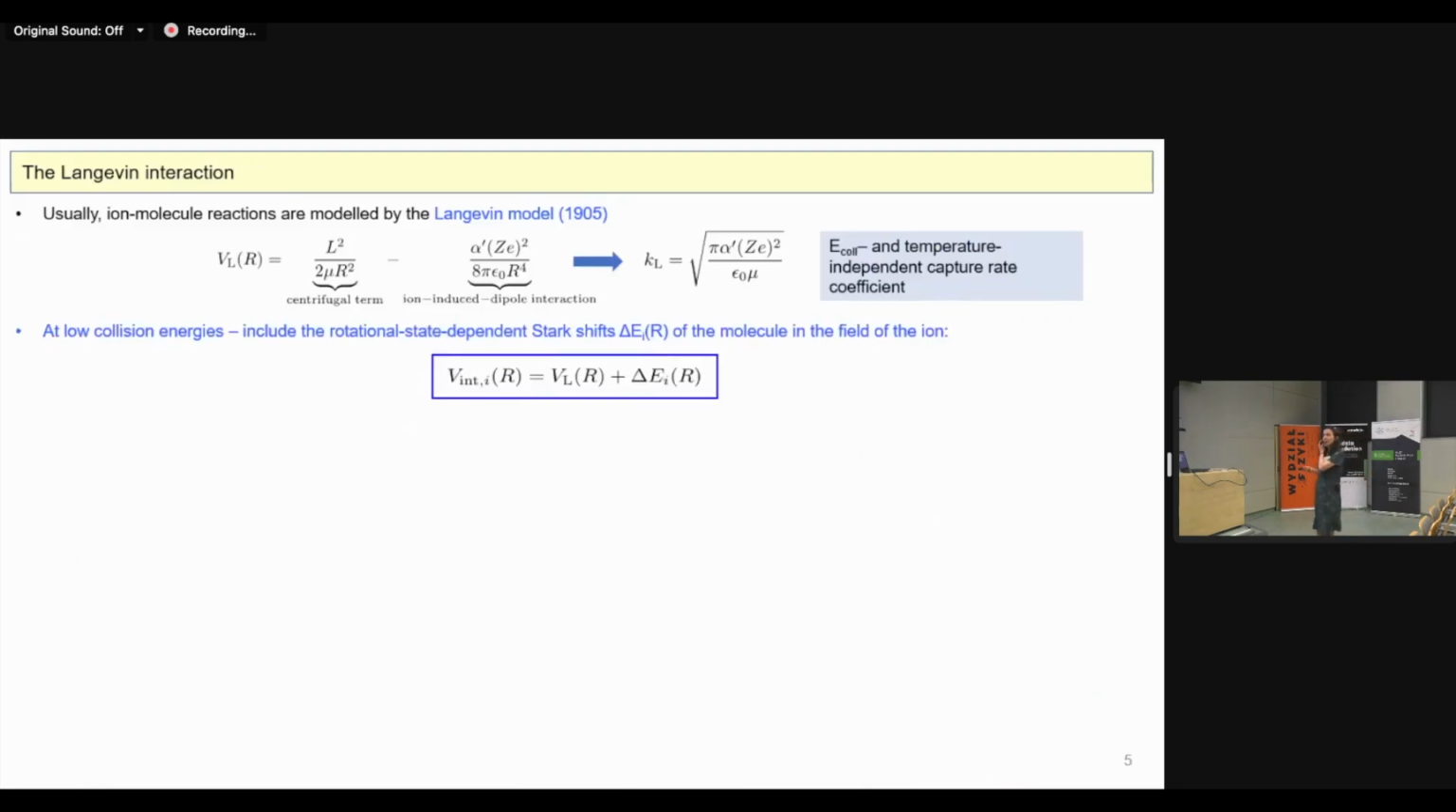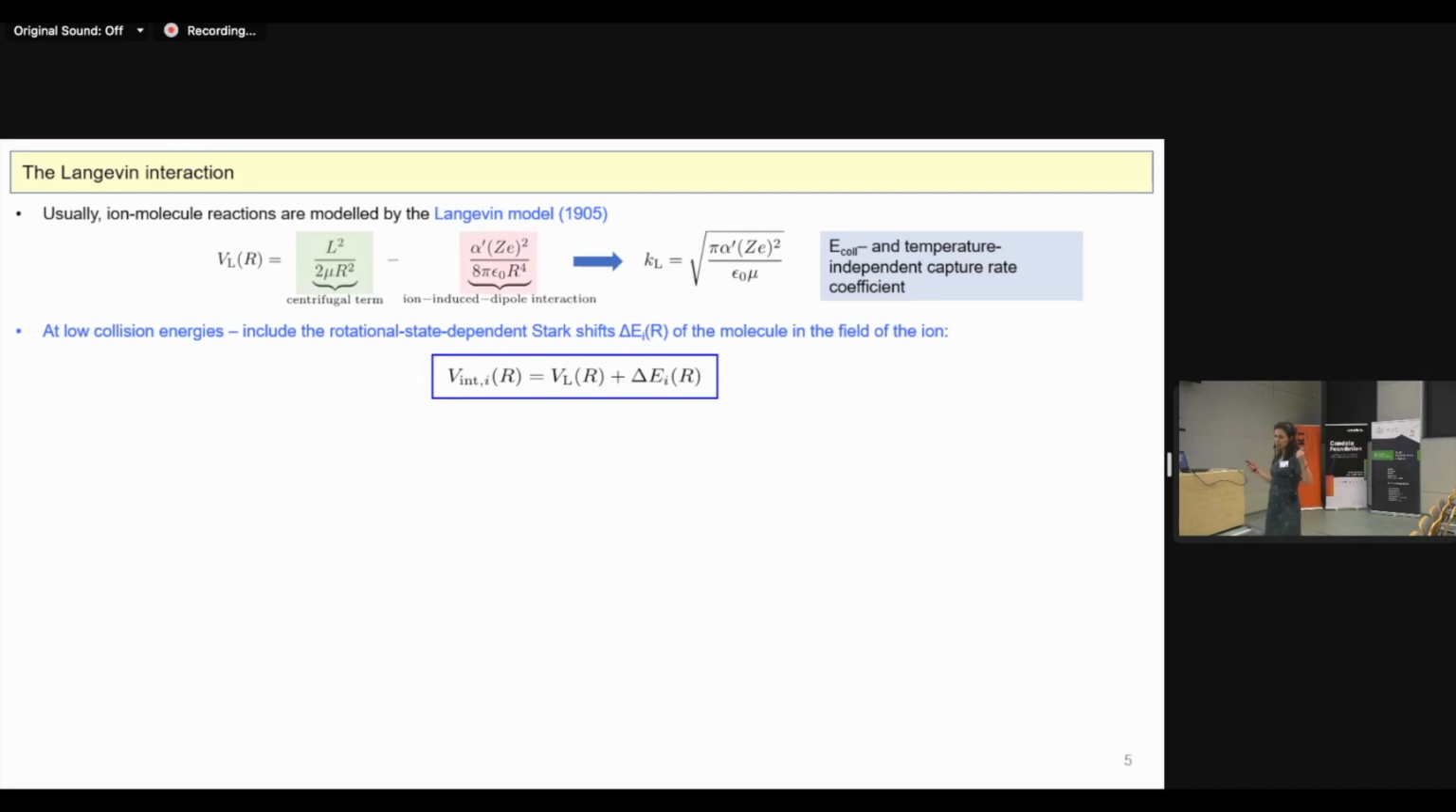We heard already quite a lot about this Langevin model, but I'm just going to remind you again what it is. Usually ion molecule reactions are described in terms of this Langevin model, which is really old. It was first introduced in 1905. The potential of the ion molecule reaction has only two terms. There is a centrifugal energy term, which has to do with the angular momentum of the collision, and also an ion-induced dipole interaction.